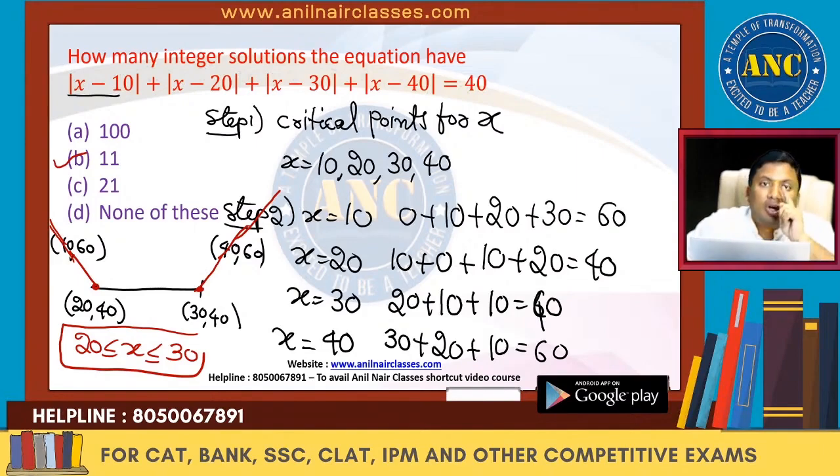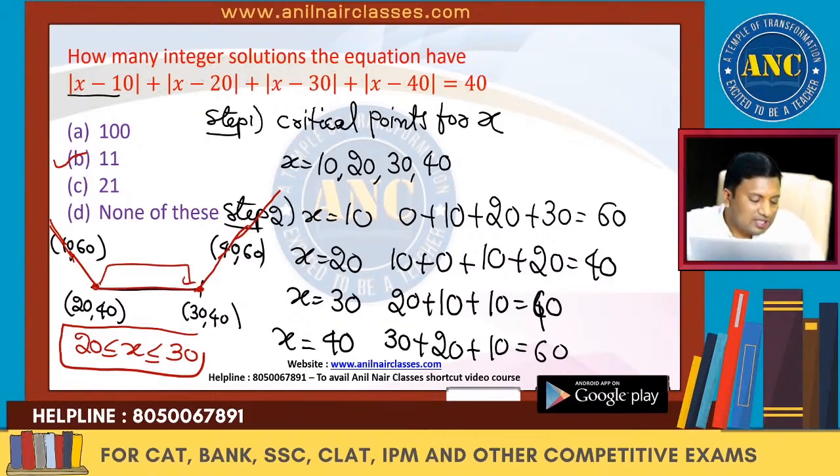Now listen carefully to a set of questions that I am developing under this question. I took the critical points of x, which are 10, 20, 30 and 40, substituted in the question, and drew a diagram with all the critical points. At 20, y value is 40. At 30, y value is 40. At 40 it is 60, at 10 it is 60, and the graph is going upwards. So from 20 to 30, all the integral values will satisfy, because it is a straight line, right? So the answer for this question is 11.